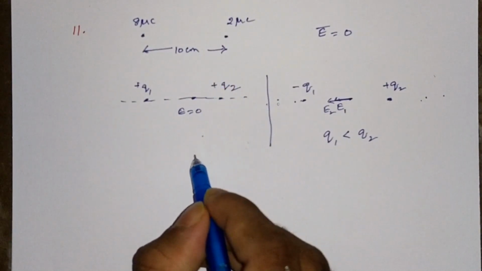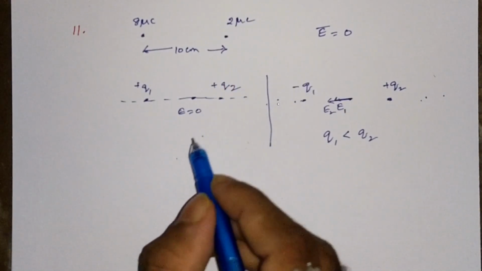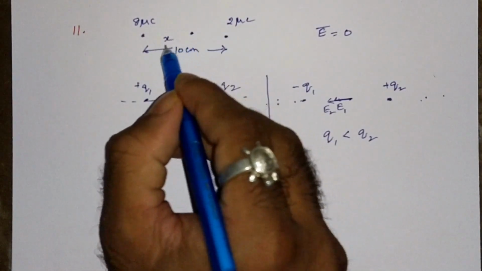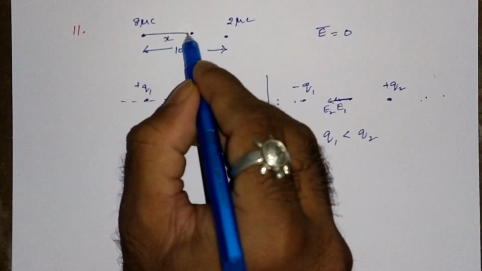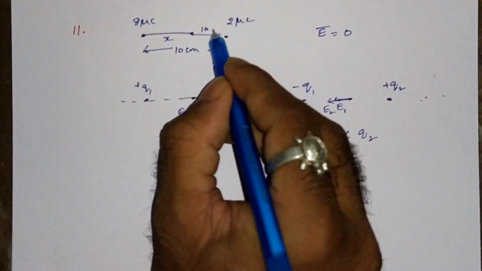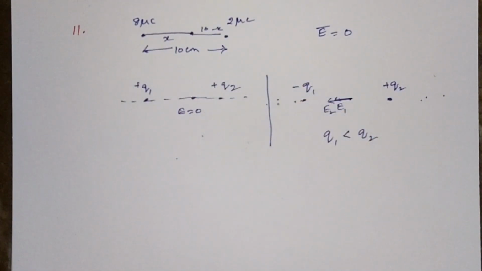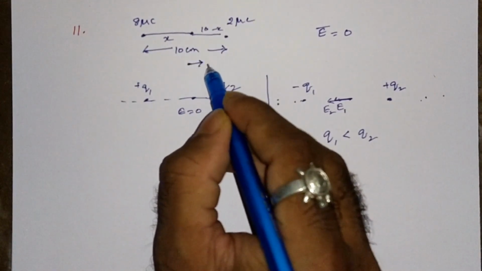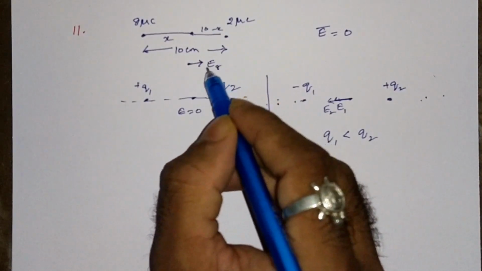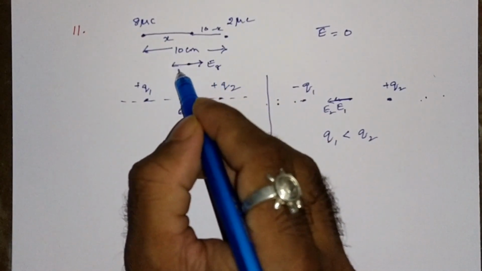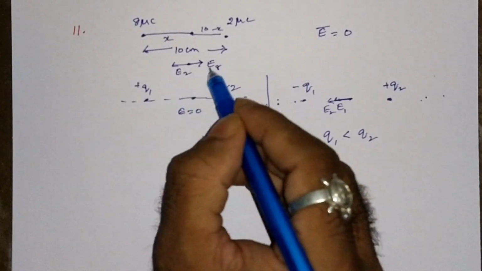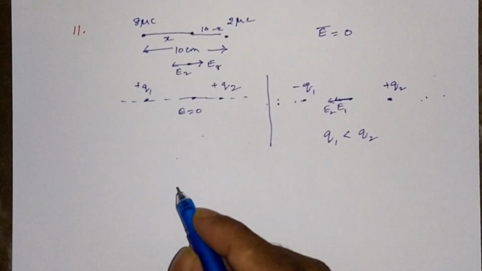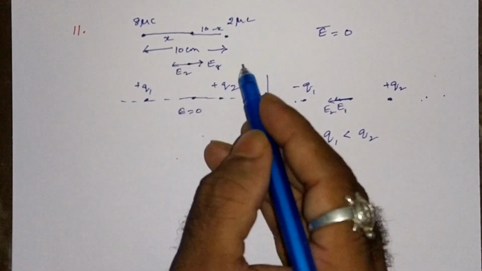So let us take a point between 8 microcoulomb and 2 microcoulomb, some point. I will take this at a distance of x from the 8 microcoulomb. Then what will be this distance? This will be 10 minus x. At x the intensity of electric field due to 8 is this side, I am taking this as E8, and due to 2 microcoulomb, this is this side, this is E2. The resultant of these two should be 0, right? That means both should be equal.